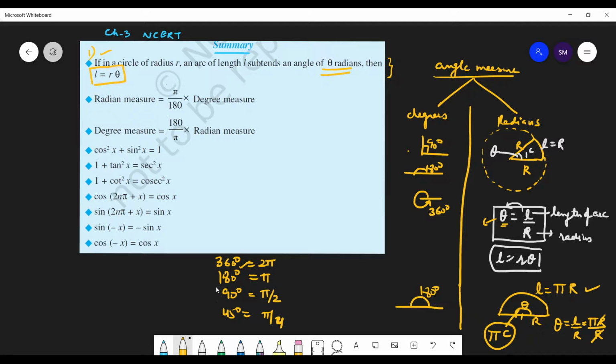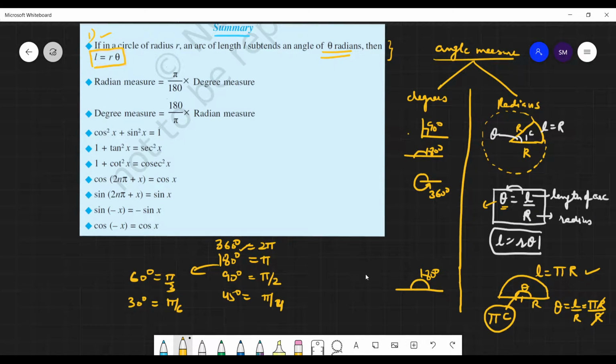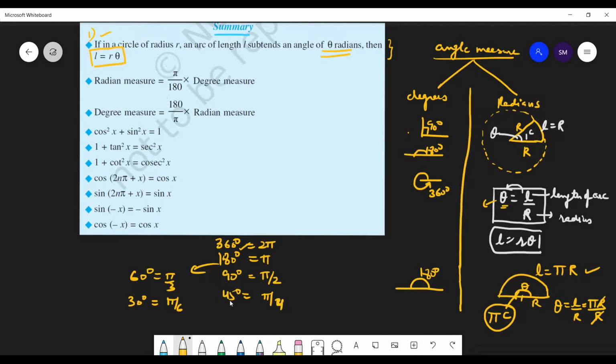Yes, 45 degrees. And what about if you divide it by 3? 60 degrees equals pi by 3. And if you now divide it by 2 on both sides? Pi by 6. Yes. So these are the key values, and if you further divide this by 2, we'll get 22.5 degrees equals pi by 8.